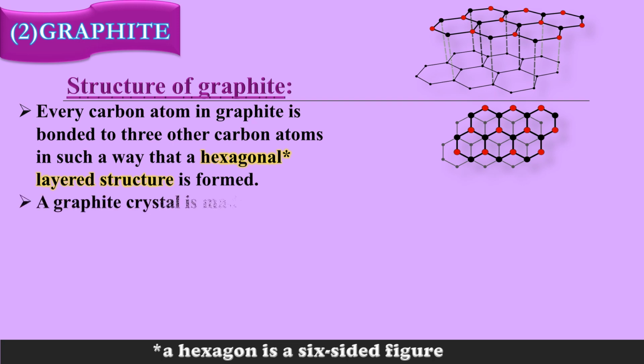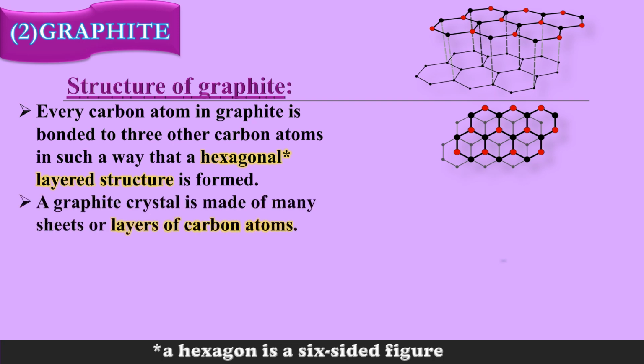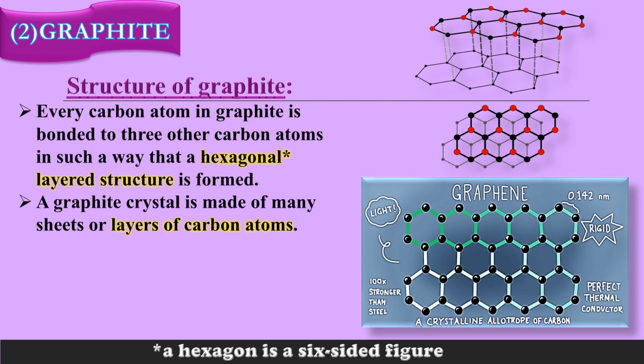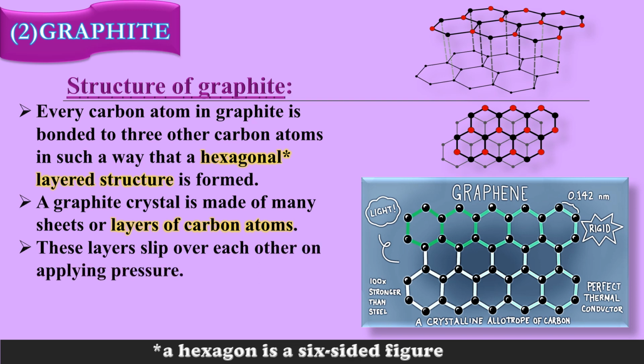A graphite crystal is made up of many sheets or layers of carbon atoms, so one layer on top of the other. These layers slip over each other on applying pressure, and one layer of graphite is called graphene. Can you see the structure here? One layer on top of the other, and they are called graphene.